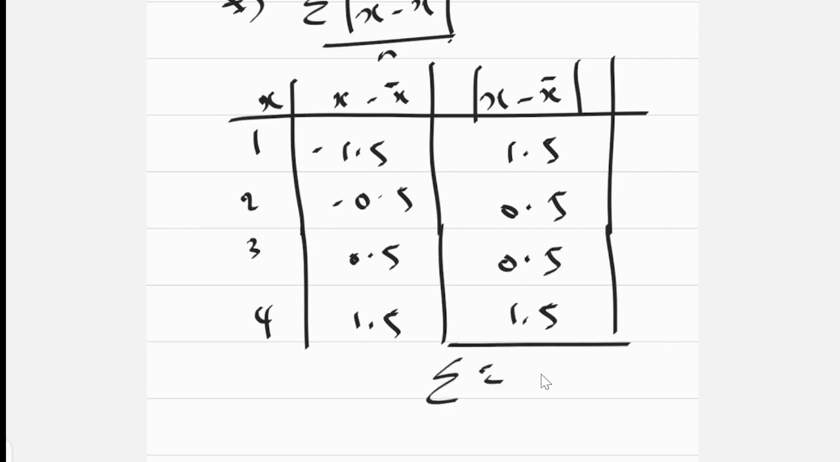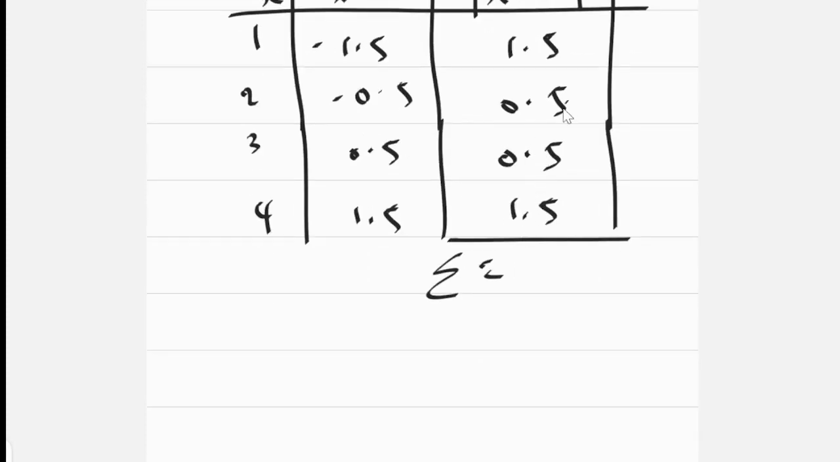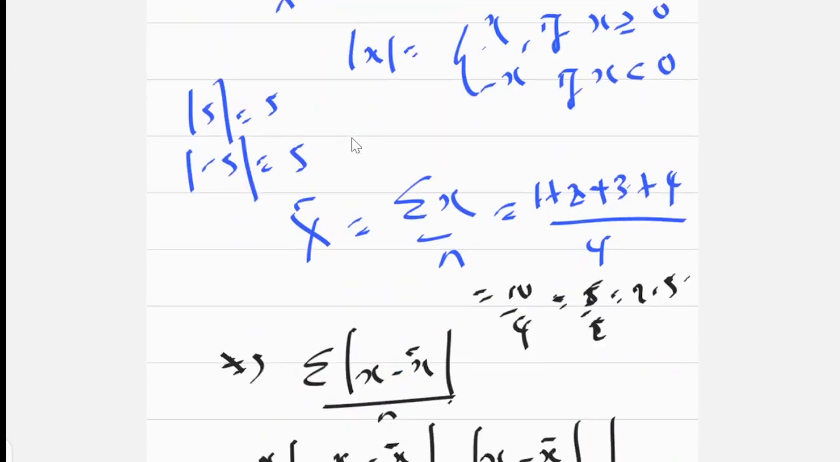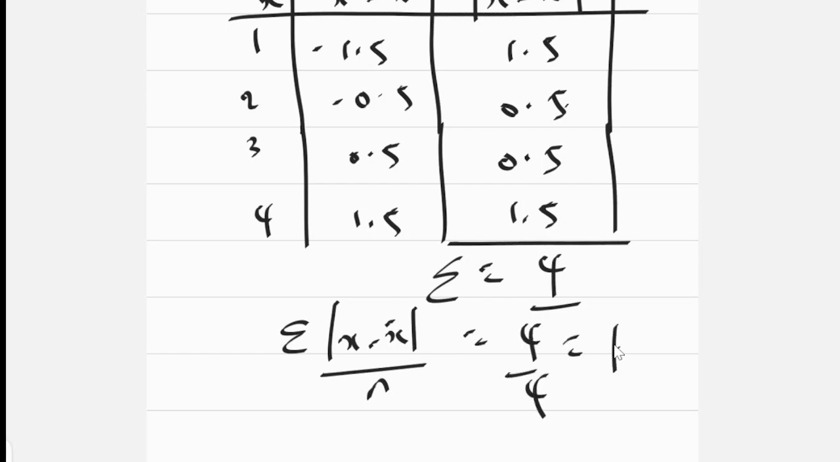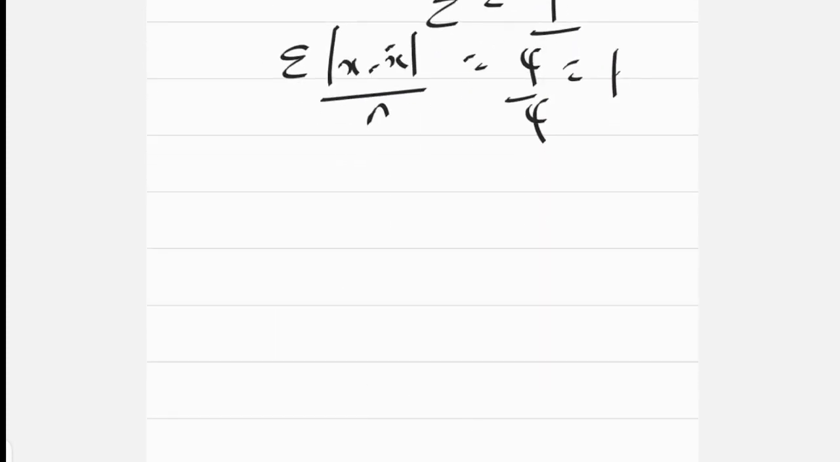So then their sum is needed. 1.5 plus 0.5 is 2. 2 plus 0.5 is 2.5. 2.5 plus 1.5 is 4. Sorry, the sum is 4. Then your mean deviation is the summation of this divided by n. So that will now be 4 over 4, which is equal to 1. So then your answer should be 1. I hope you understand that.